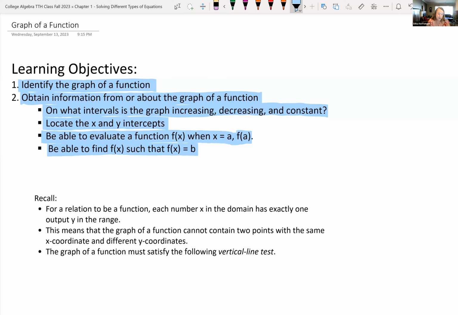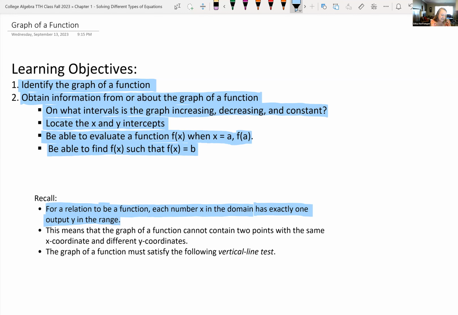Okay, so recall what it meant to be a function. For a relation to be a function, each number x in the domain, recall, has exactly one output y in our range. So for every x in our domain, it spits out only one y value in our range.